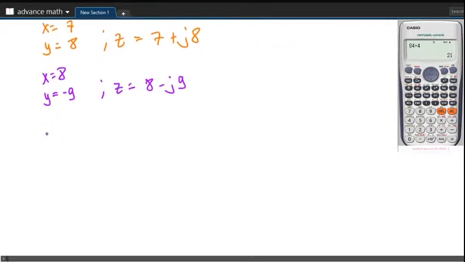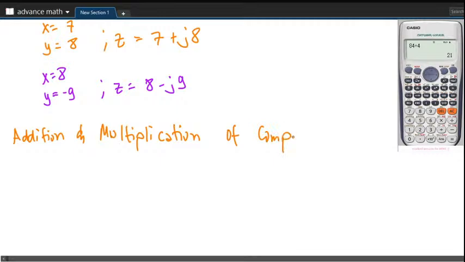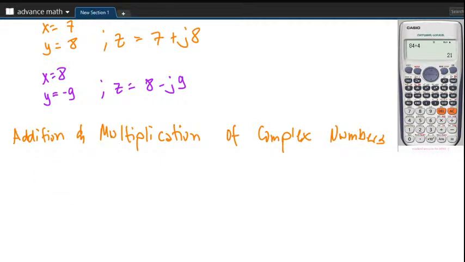Okay, next we will go now to the addition and multiplication of complex numbers. Okay, so for example, we have our z1.